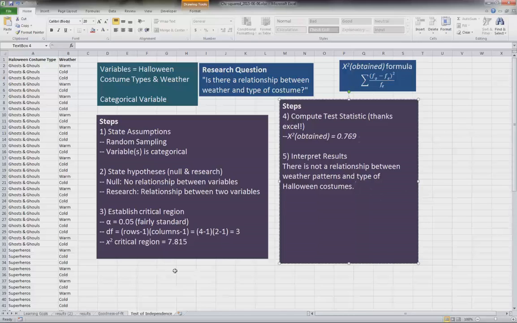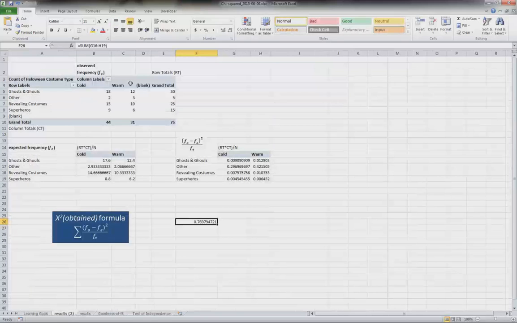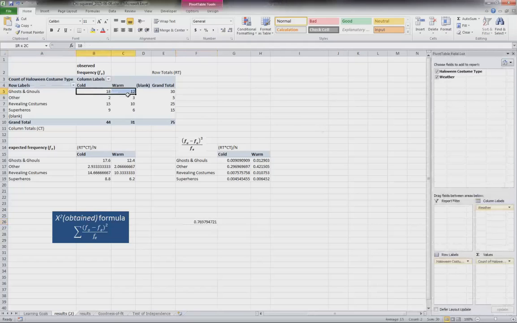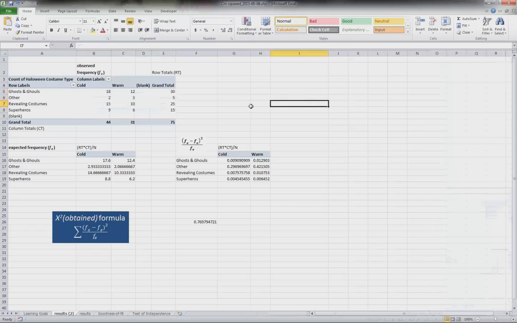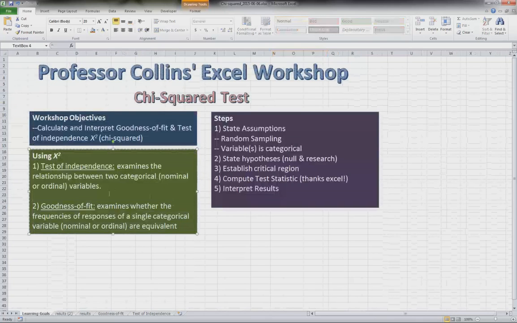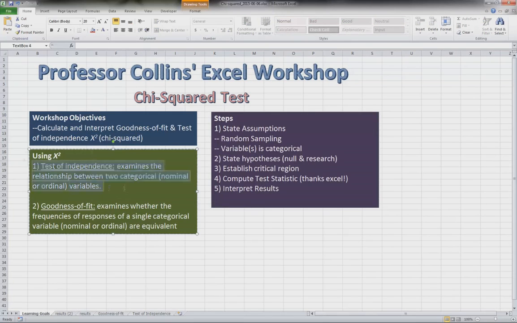So this is our real quick overview of chi-squared analysis, both test of independence and goodness of fit. The nice thing about this is you can use your pivot tables to help you calculate your cells, your rows and your columns. By the end of this, you should understand at least how to do a test of independence, as well as goodness of fit in Excel.